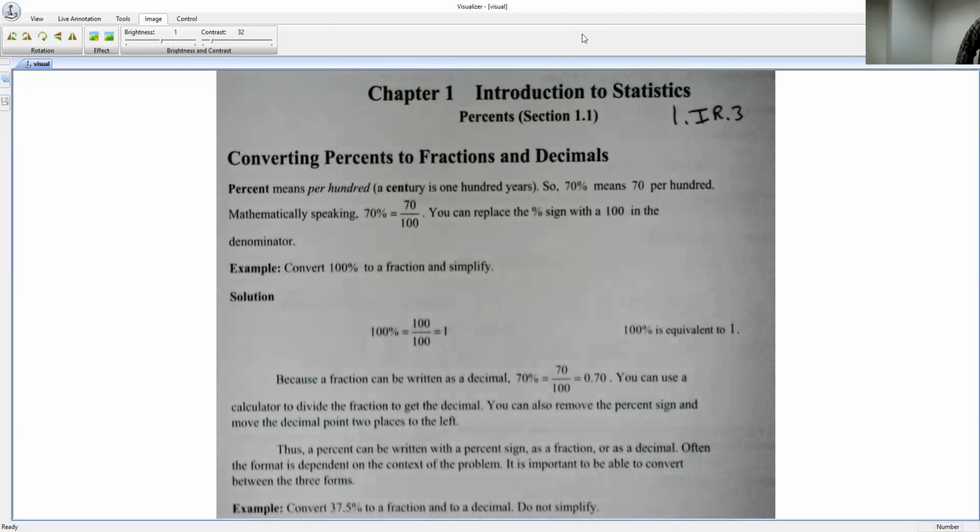Hello, everyone. Welcome. I thought I'd do a few examples with you about using percentages, how to convert percentages to fractions and to decimals.